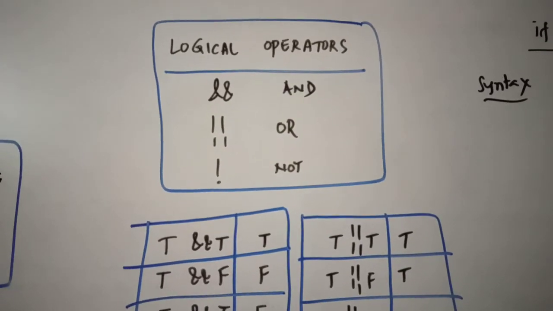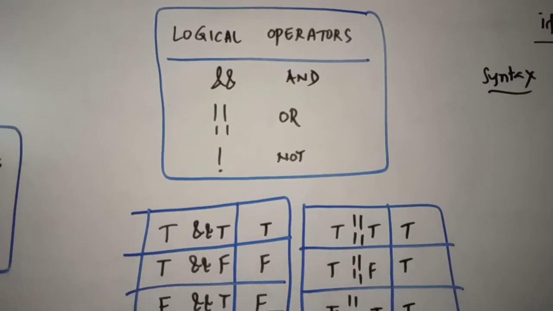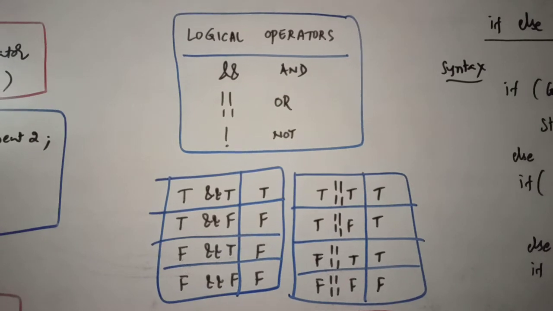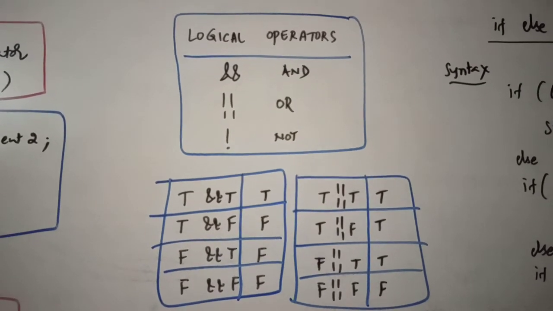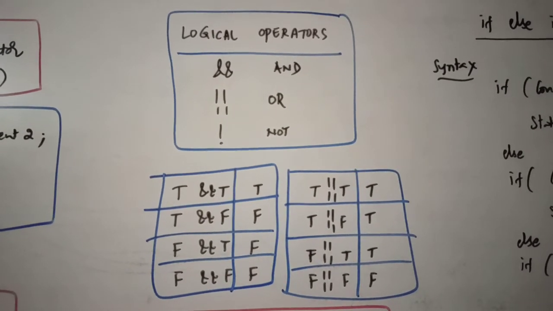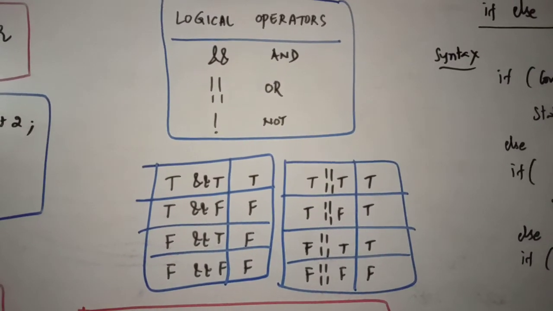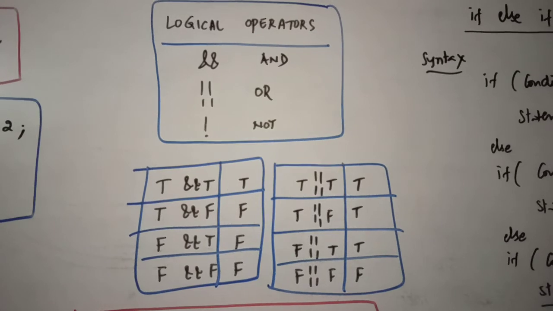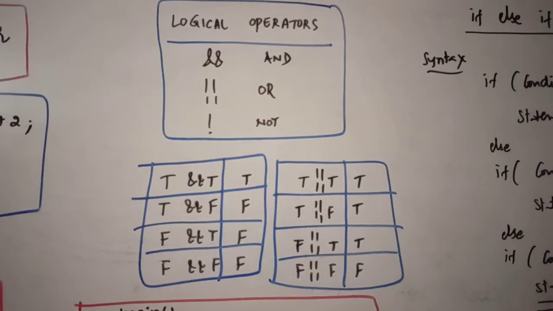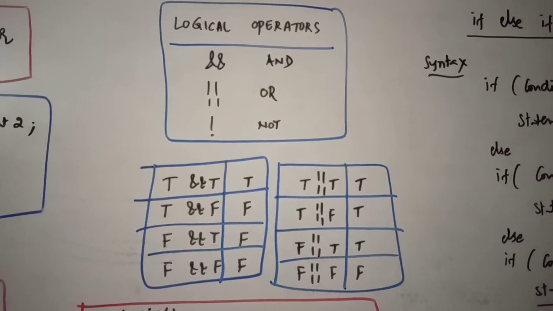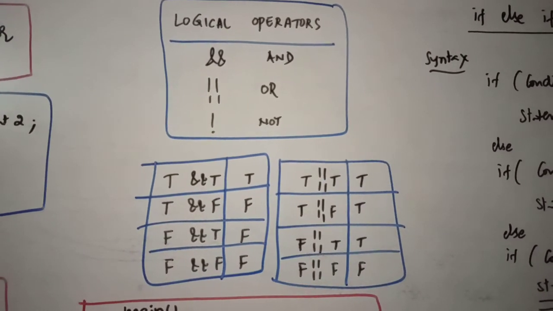Logical operators we already discussed in previous sessions. And, or, not, three logical operators are there. How and works? If both are true, the resultant is true. And how or works? If any one is true, then the resultant is true. In general, we call it as truth tables.